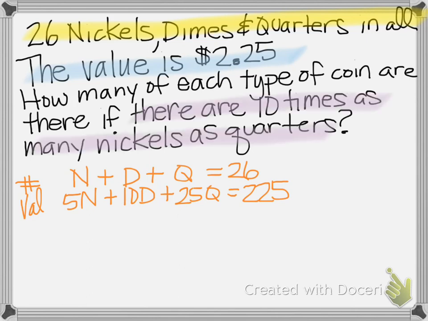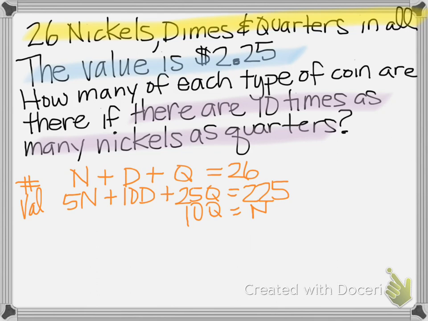The third equation says there are 10 times as many nickels as quarters. So remember, when you're thinking about this, that means there are a lot more nickels than there are quarters, so you have to multiply quarters by 10 to get the number of nickels. So 10 times the quarters is equal to the nickels. So now we have three equations.